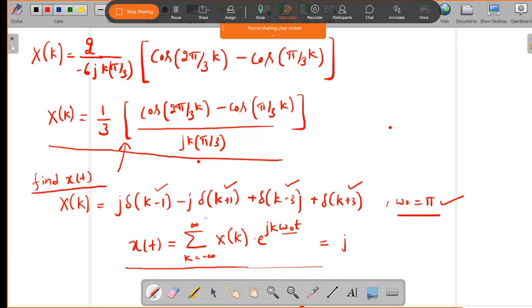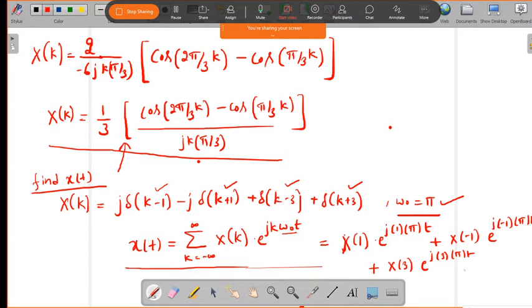Now if you write all this in terms of these coefficients, you will get x of 1 into e power j into 1 into omega naught, which is pi, into t. Similarly plus x of minus 1 into e power j into minus 1 into pi into t. Similarly you write plus x of 3 e power j into 3 into pi into t plus x of minus 3 into e power j into minus 3 pi into t. Now these are all the coefficients we can express using the expression which is given.